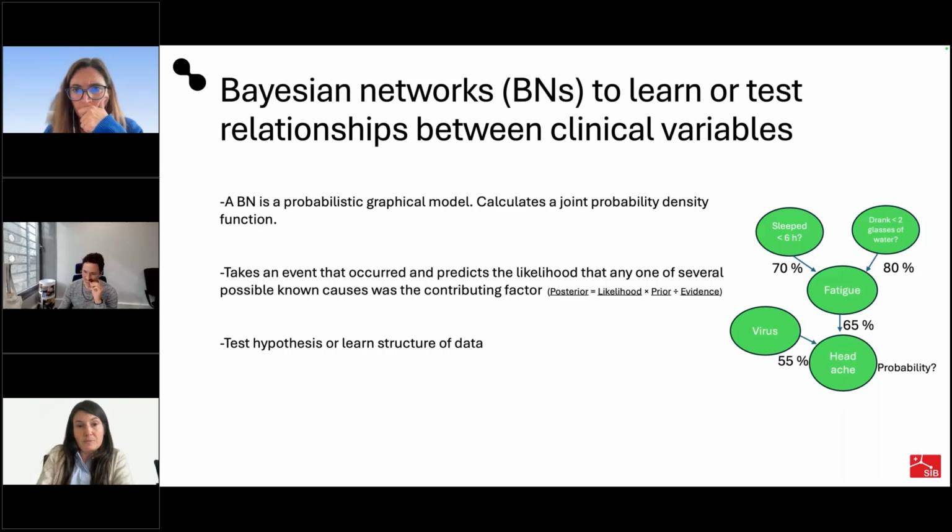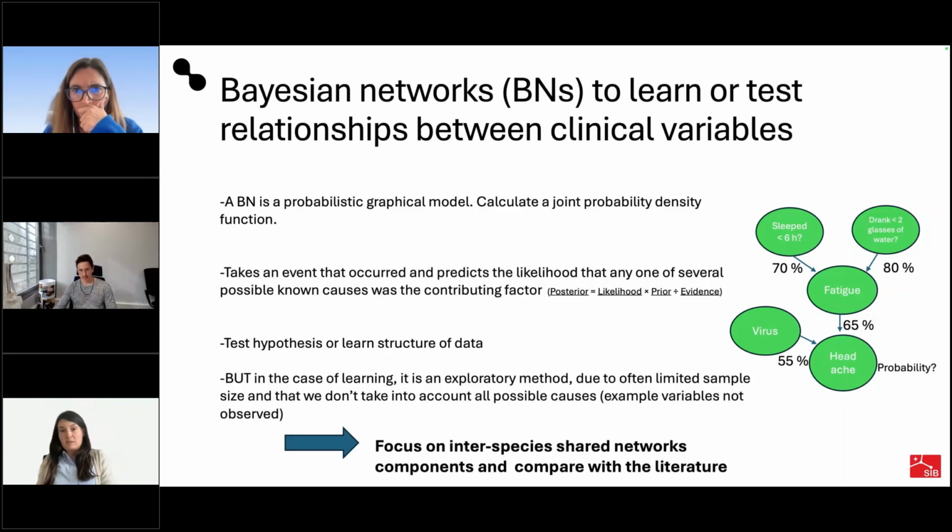But two main limitations of this method are that we often work with very small sample sizes compared to the population we want to describe, and often we don't know if all possible causes were measured, actually. So we need to add knowledge to these networks, and therefore we decide to focus on interspecies shared components, and also back up our results with the literature.